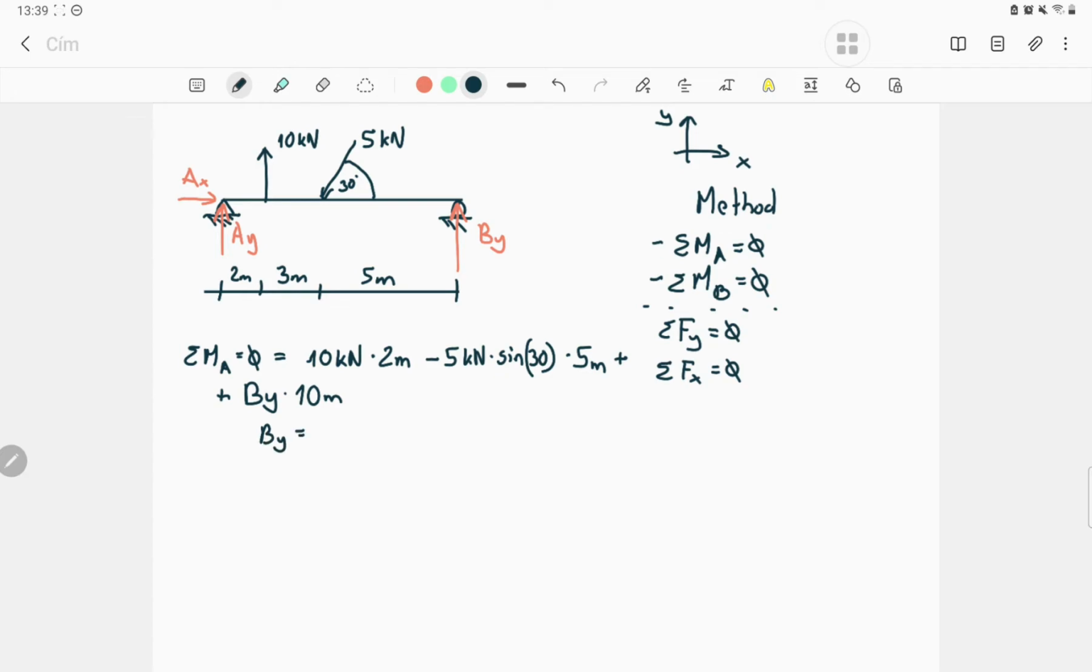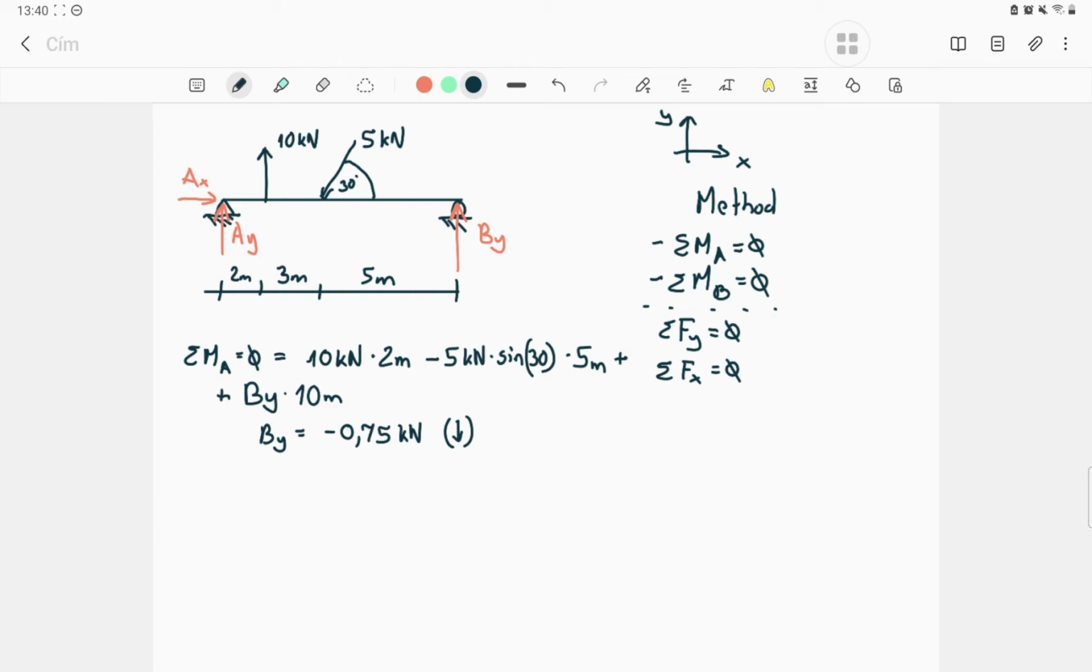So we will turn it. Okay, let's see the B_y from this equation. 10 times 2 is 20, minus 5 times 0.5 times 5, so 25 times 0.5. It's a positive number, but we have to move it to the other side, to the 0 side, so minus 7.5 over 10. The result is minus 0.75 kilonewton. So we got a negative sign as a result, so we have to turn the original one. So the B_y is not going up, but going down, if we calculated in a good way.